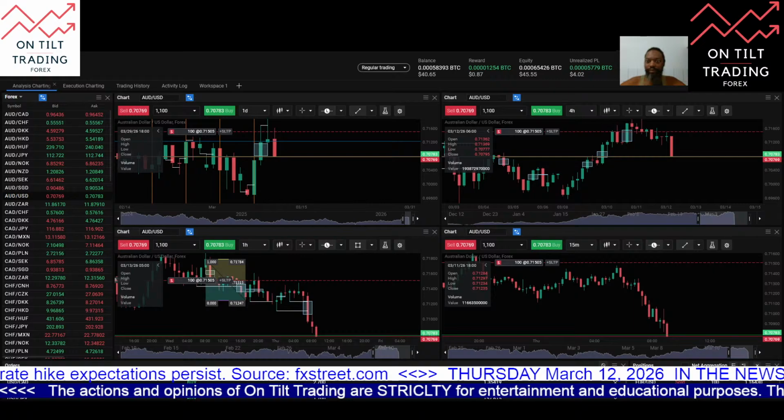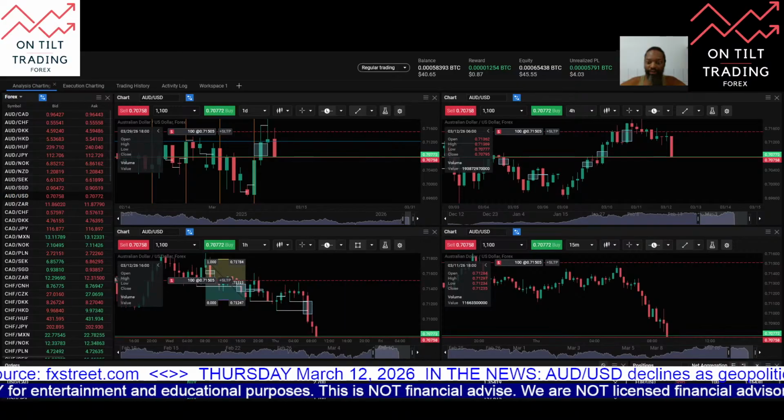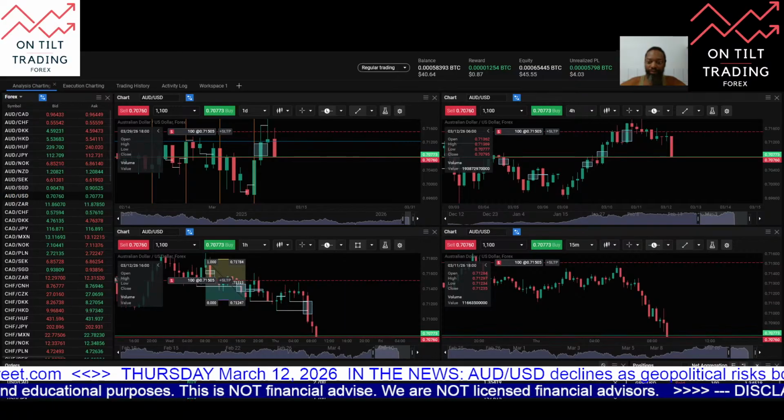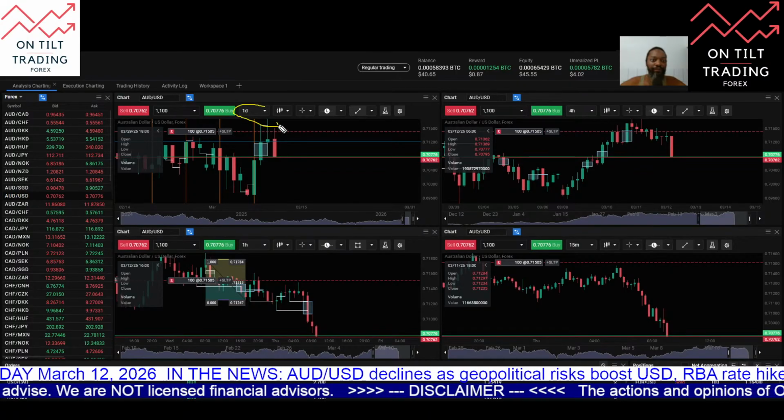Short in Aussie dollar, Euro dollar, Kiwi dollar, and pound dollar. I'll walk you through what I have trading, starting top down here in Aussie dollar on the daily chart.